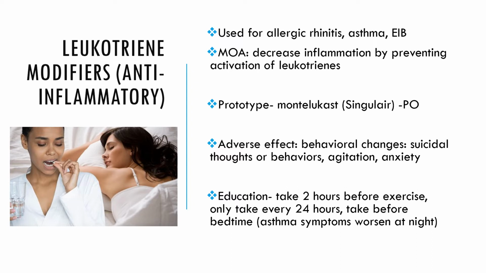So the prototype that we're going to look at is montelukast or Singulair. This is a PO drug, okay? This is used for long-term use. This is not a PRN medication. Some adverse effects that can occur are behavioral changes, suicidal thoughts or behaviors, agitation, and anxiety.